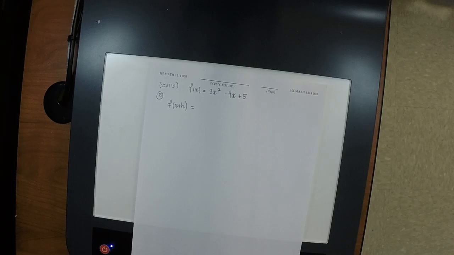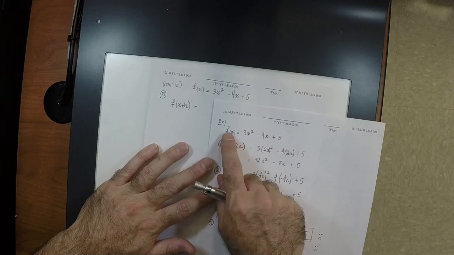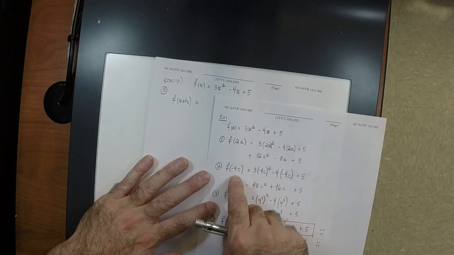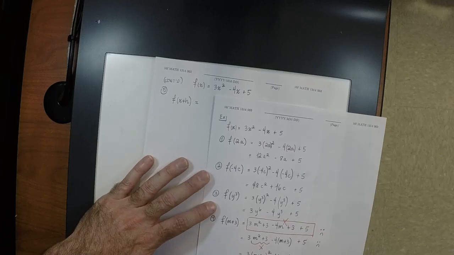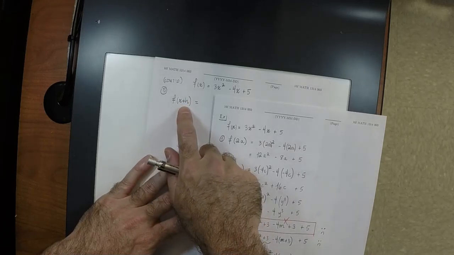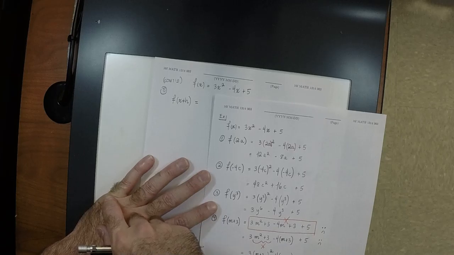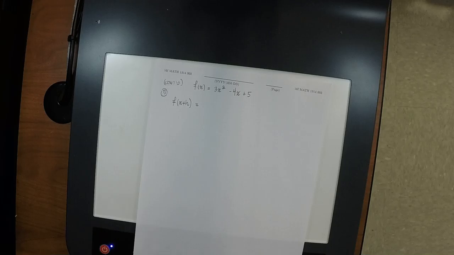This one's a little weird because in comparison to the previous requests, the first request was, I want you to replace all the x's with 2a. And then the next request was, I want you to replace all the x's with negative 4c. And then we made a few different requests. This request is a little bit weird because now the thing I want you to replace an x with also has an x in it. So that's a little weird, but that's okay. You can do that. So, what would this be?